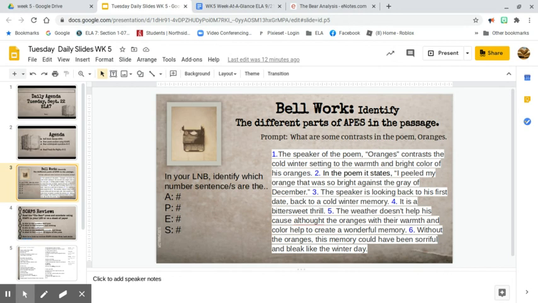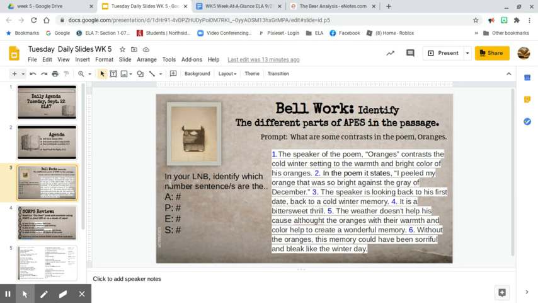The speaker of the poem Oranges contrasts the cold winter setting to the warmth and bright color of his oranges. In the poem, it states, I peeled my orange that was so bright against the gray of December. The speaker is looking back to his first date, back to a cold winter memory. It is a bittersweet thrill. The weather doesn't help his cause, although the oranges, with their warmth and color, help to create a wonderful memory. Without the oranges, this memory could have been sorrowful and bleak like the winter day.